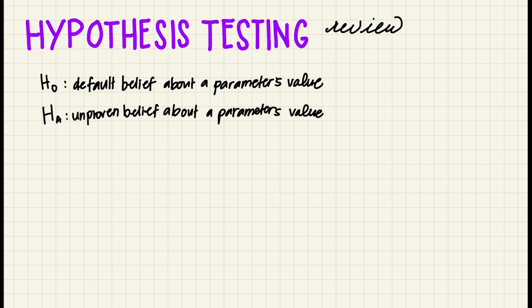Okay. And so, for example, the default belief for a coin toss would be about 50%, right? So your null hypothesis is that the probability of it becoming tails or heads would be 50%. And then the unproven belief would be your alternative hypothesis, which would be that the coin would not be 50%, or the coin would flip heads less than, whatever your alternative hypothesis would be.